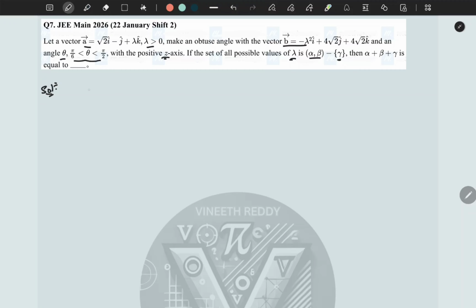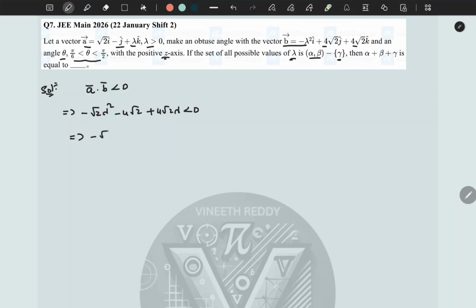So the first part is vector A makes an obtuse angle with vector B. What is the condition, dear students? A dot B is less than 0, right? So if I do A dot B, what do I get? Root 2 into minus lambda square will be minus root 2 lambda square. Next, minus 1 into plus 4 root 2 should be minus 4 root 2. And plus lambda into plus 4 root 2 should be plus 4 root 2 lambda. This should be less than 0.